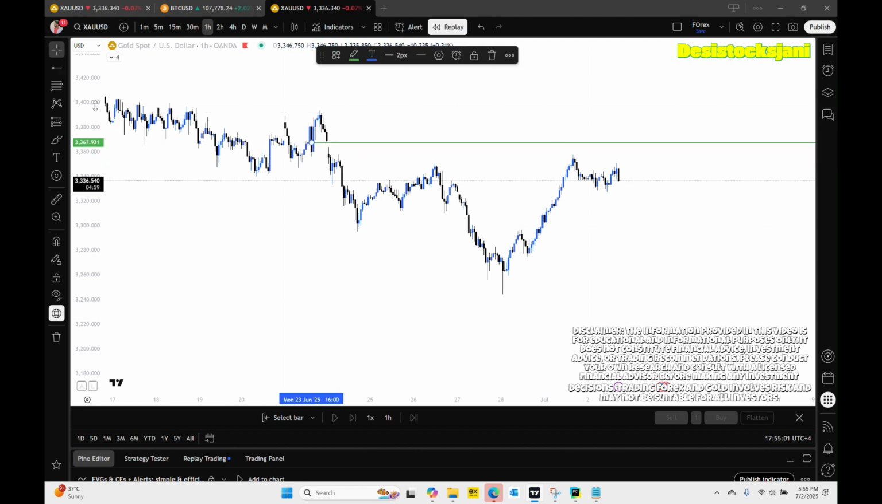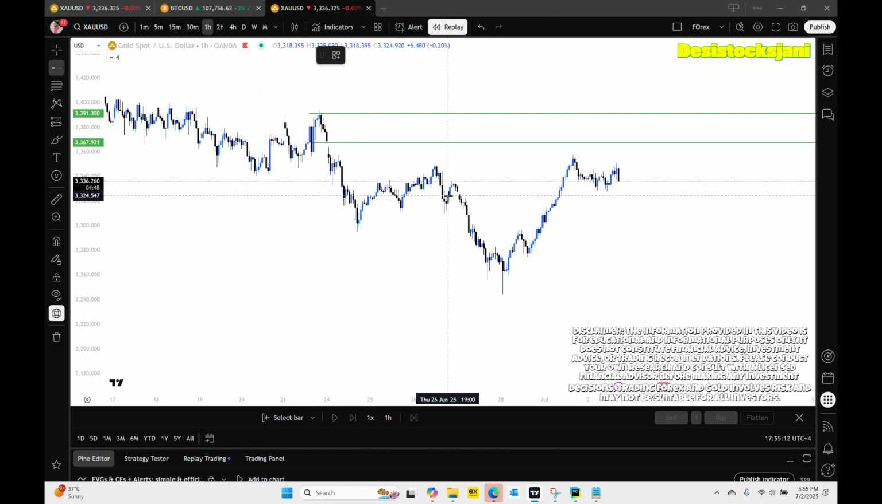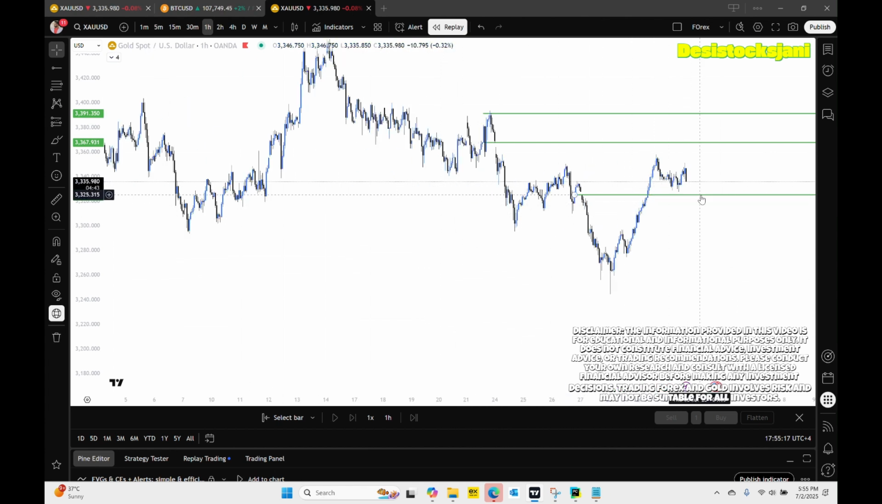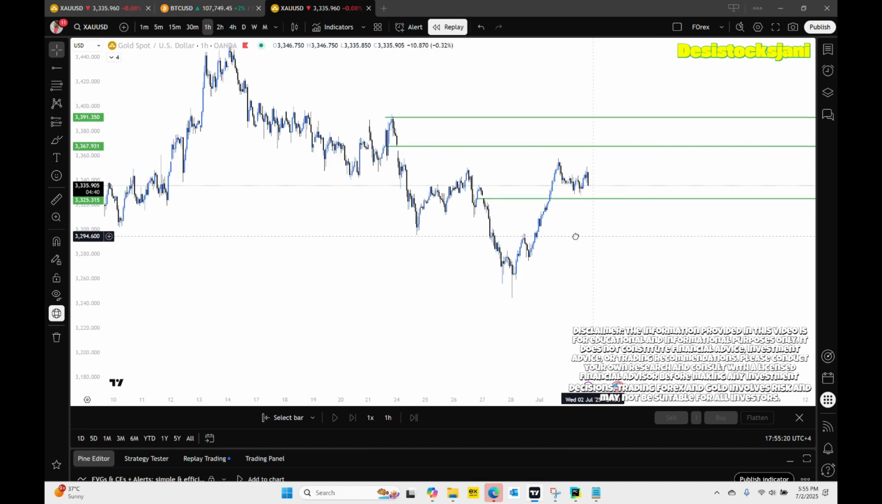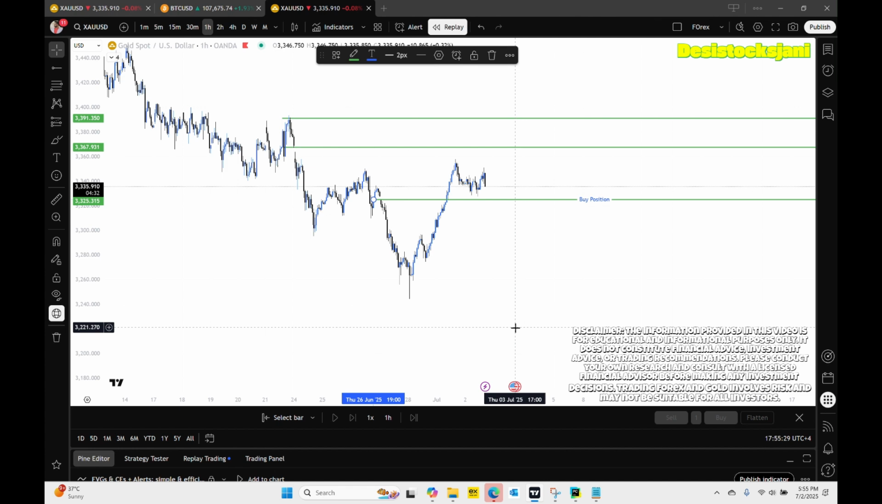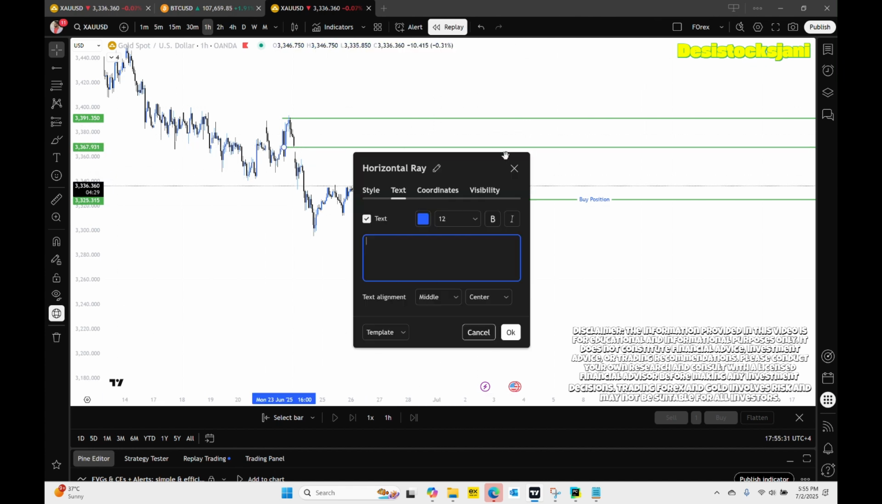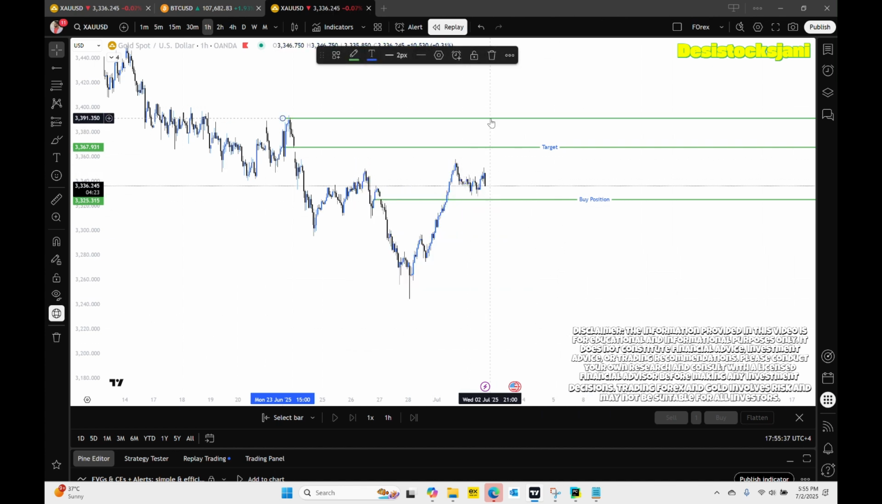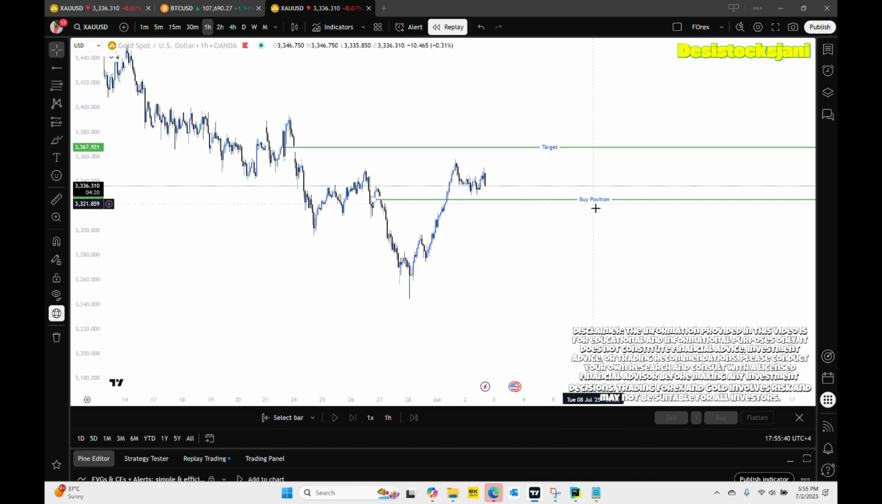This will be our first target. You can take less quantity if you want. Our buying position will be this, and the target is this one. So this is the buy position, and this is the target. Let's not consider this. So this is the target and this is the buy position.